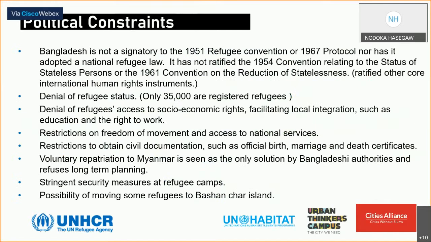So this is a long list of policy constraints that the Rohingyas face. On the legal front, Bangladesh is not a signatory to the Refugee Convention or to the 1967 Protocol, and has also not adopted a national refugee law. Refugee status is not provided to the majority of Rohingyas. Only 35,000, which is like 40% of the total Rohingya population, are registered refugees. And they are from the previous influx.